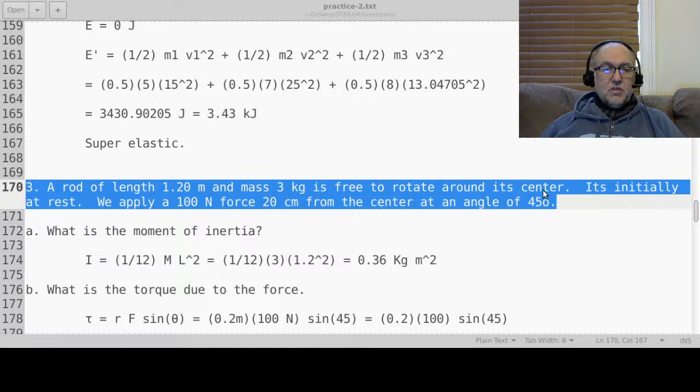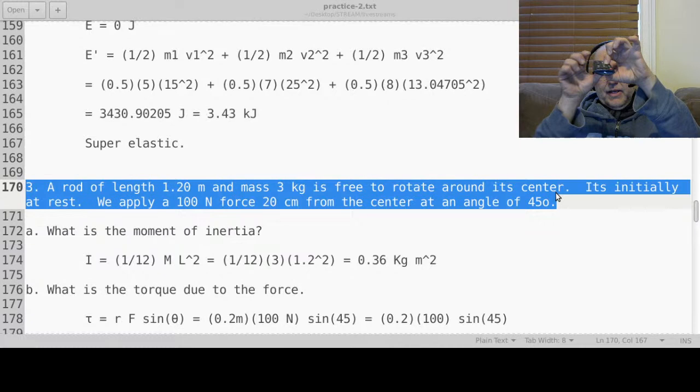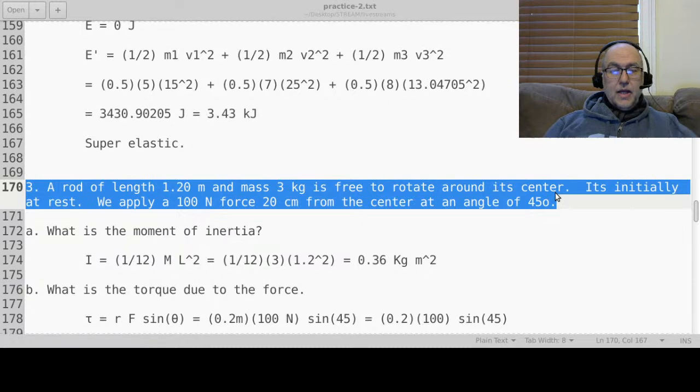I don't have a rod here, but if I take my remote and just allow it to rotate through the middle, it's free to rotate like that. That's the situation we have. I'll draw a picture as we work through the problem, but that's what we have. With a rod, we considered two possibilities in the pre-recorded lectures.